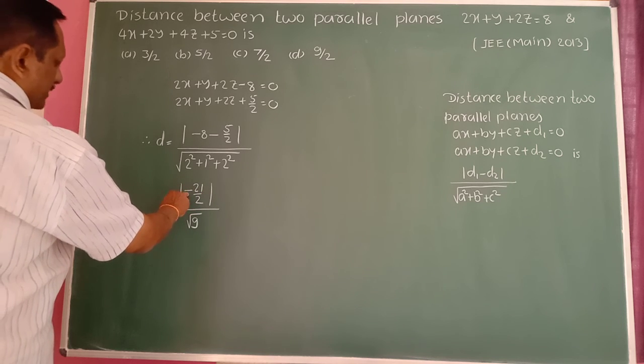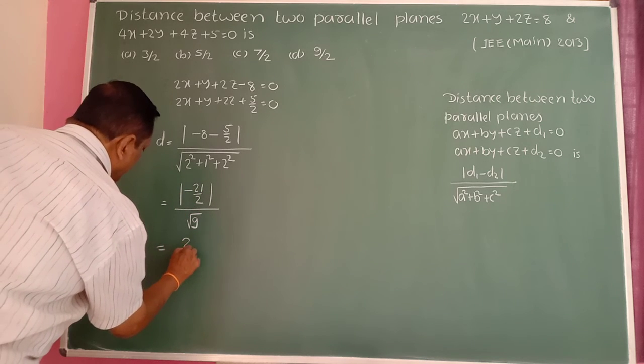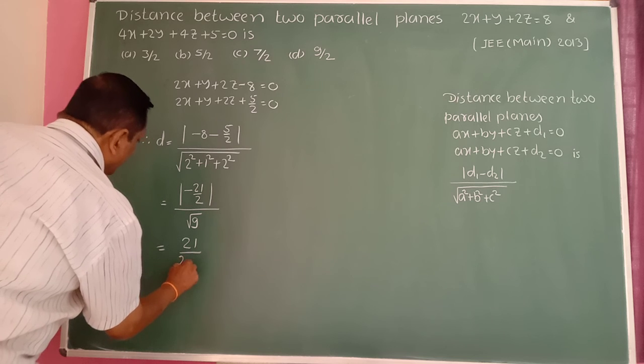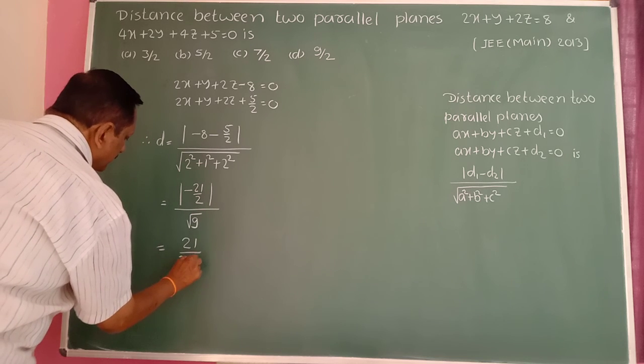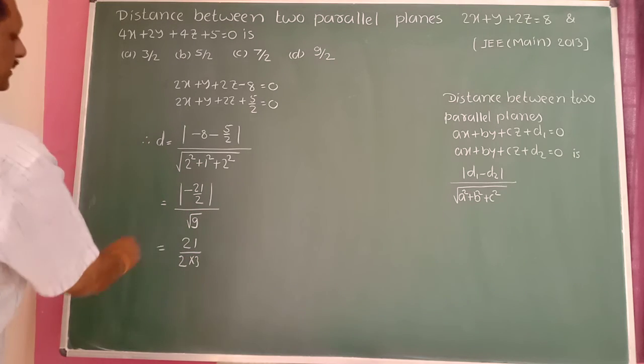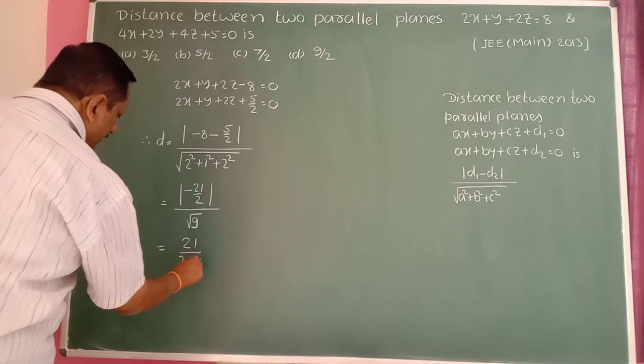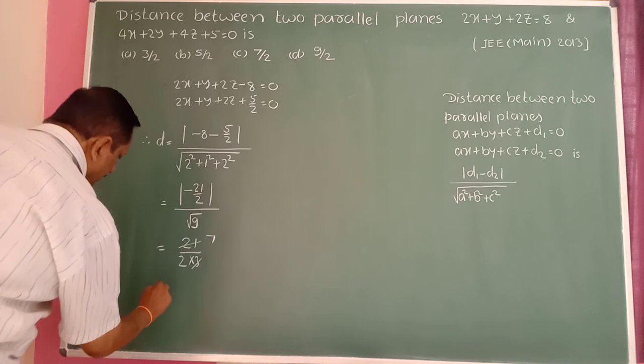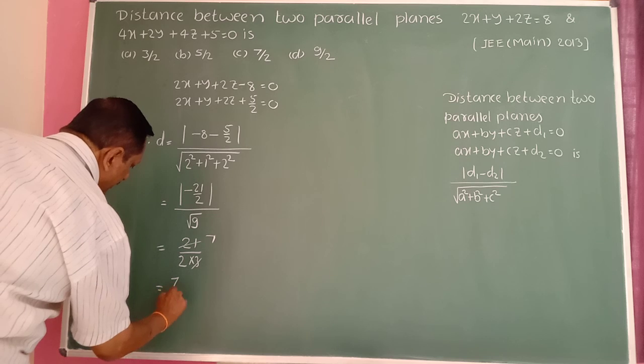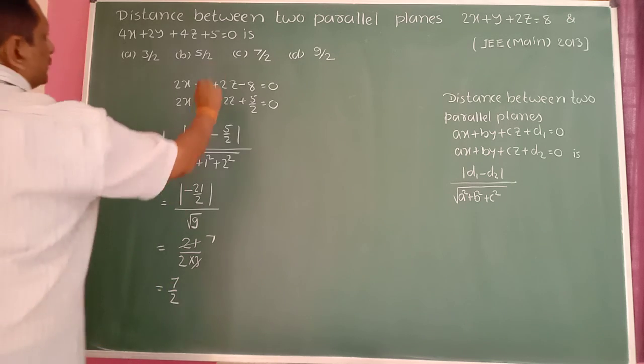Then minus becomes plus because of the modulus. So 21 divided by 2, and the square root of 9 is 3. Take this 2 to the denominator and get this one. Then 3 sevens are 21, therefore 7 divided by 2. So the answer is C.